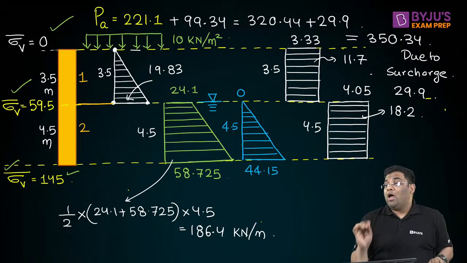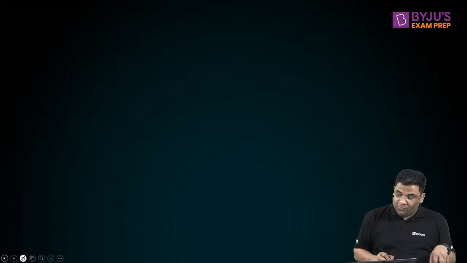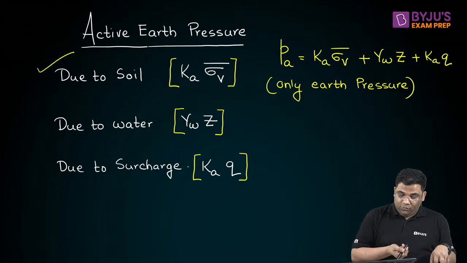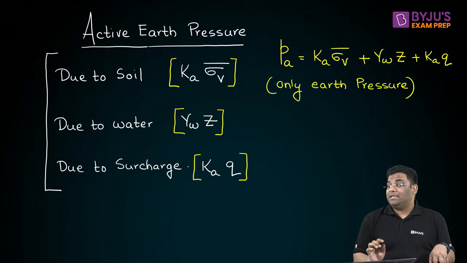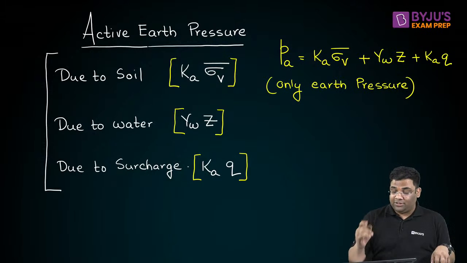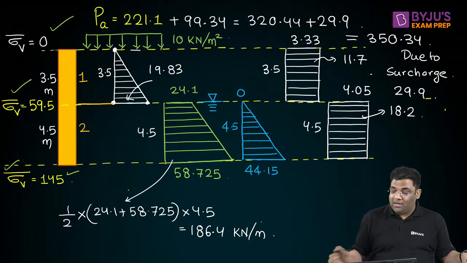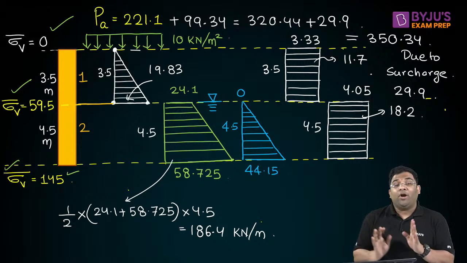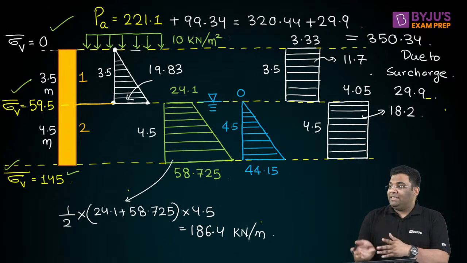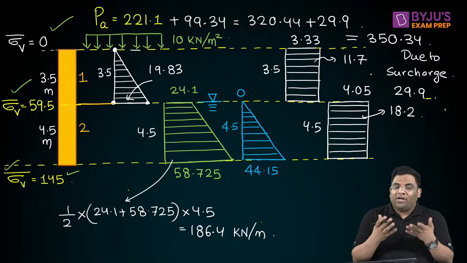You just need to know how to draw the distribution correctly due to surcharge, due to water, due to soil, right? And these are the formulas which I told. If you know only these three formulas and you know how to draw the distribution, then you can easily find out by just taking the areas. I am not solving for this, but you can even find out the point of application by taking y bar for each area and then using the formula which I gave for finding out the total point of application, right?